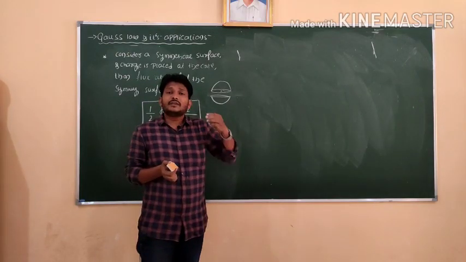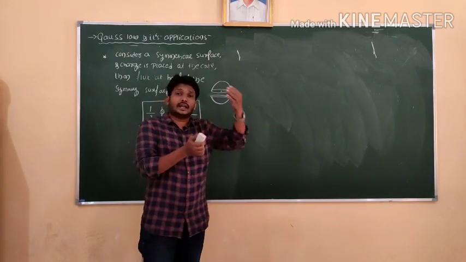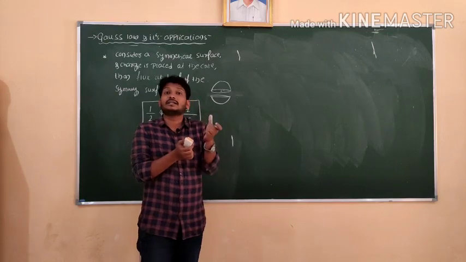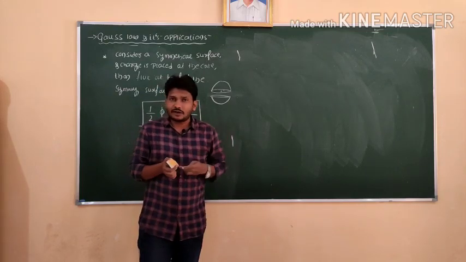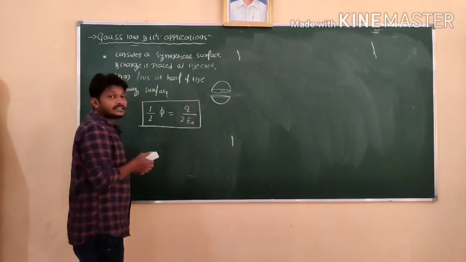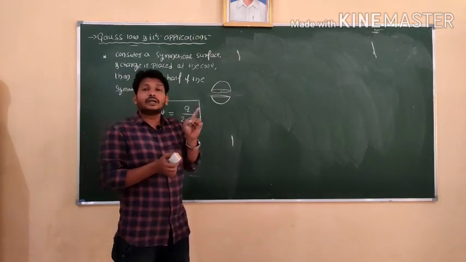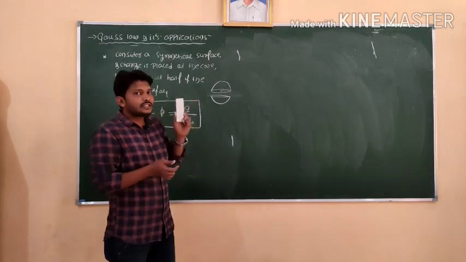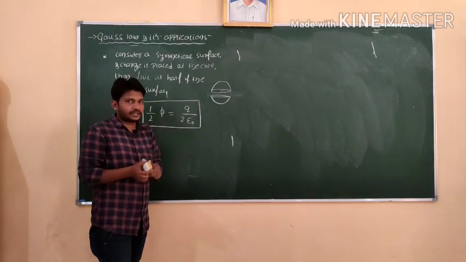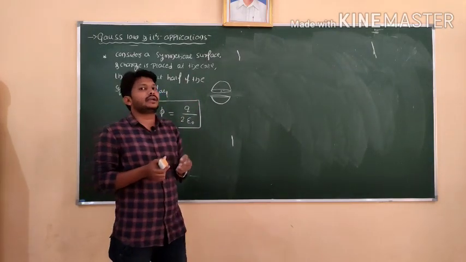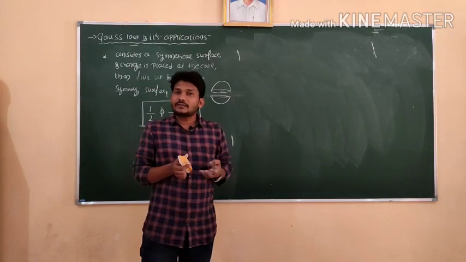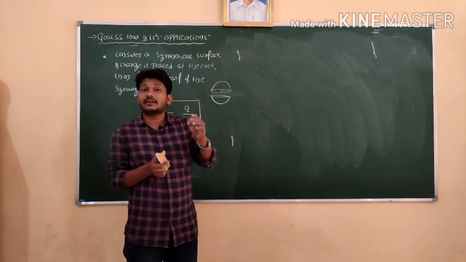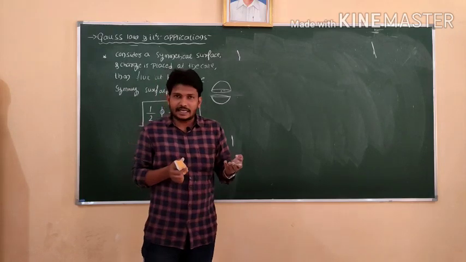For example, if the symmetrical surface has a number of faces, let me consider a cube here. How many faces does a cube consist of? The cube consists of 6 faces. Then what is the flux through each face that I need to calculate? In the case of that symmetrical surface, what is the flux through each face?